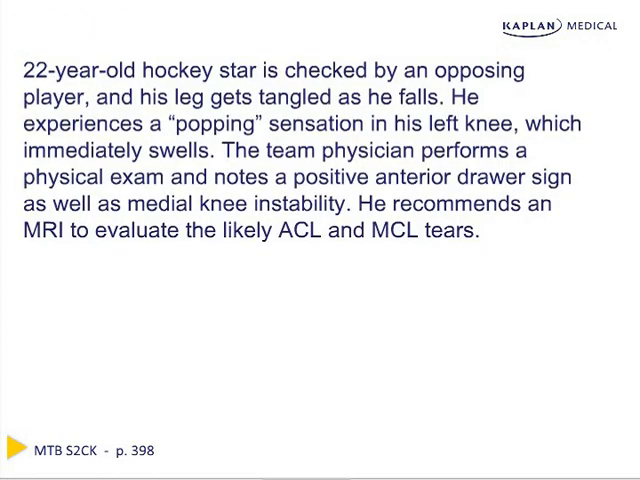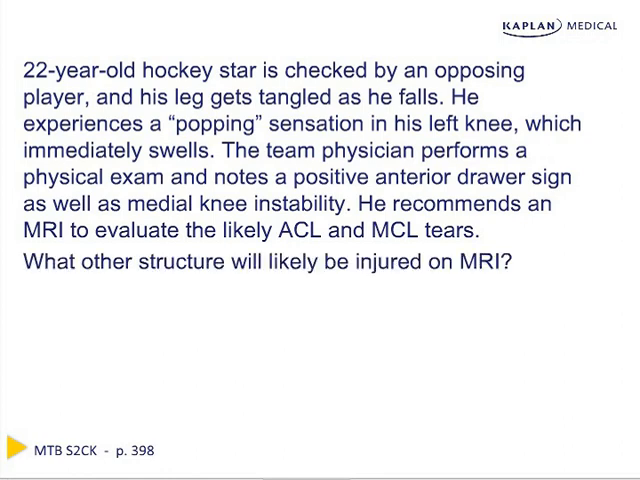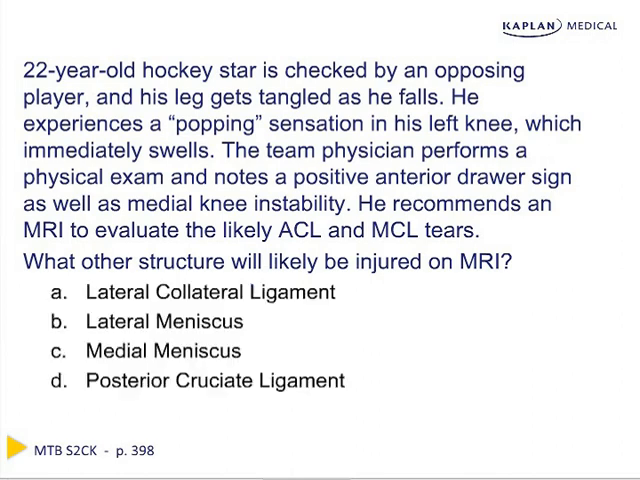Let's finish this lecture with a case about knee injuries. A young hockey player experiences a traumatic leg injury, and he notes a popping sensation in his knee, which is followed by immediate swelling. An anterior drawer sign is present, as is medial knee instability, and the team doctor believes that the ACL and MCL are injured. What other structure is likely found to be injured on an MRI? A, the lateral collateral ligament, B, the lateral meniscus, C, the medial meniscus, or D, the posterior cruciate ligament.